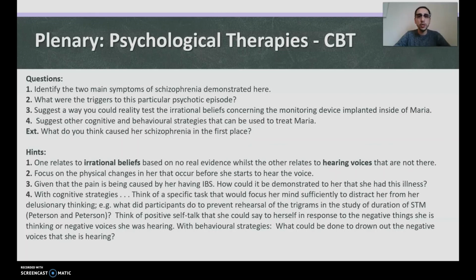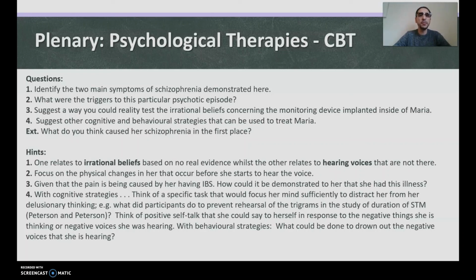One relates to irrational beliefs based on no real evidence, which is the delusions, and the other relates to hearing voices that are not there, which is auditory hallucinations. Auditory because she can hear the voices. What were the triggers to this particular psychotic episode? Focus on the physical changes in her that occur before she starts to hear the voice.